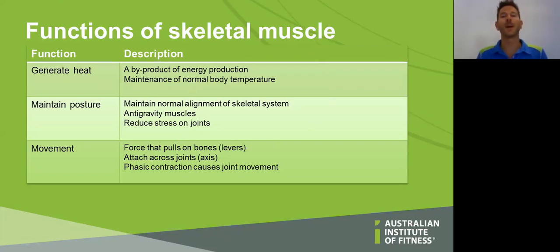It also helps us maintain posture. So standing up or sitting upright, it allows us to pull ourselves up against gravity and reduce stresses on joints too. And of course, it allows for movement. So skeletal muscle pulls on bones to create movements such as flexion and extension at the shoulder.